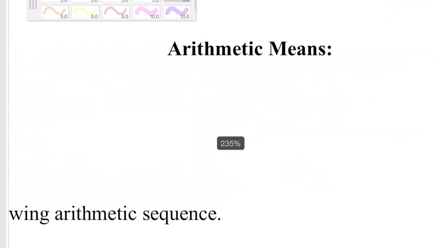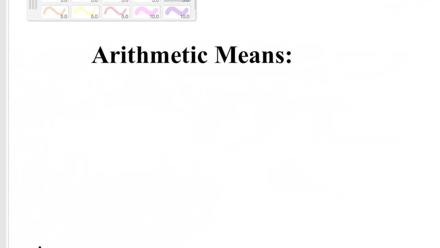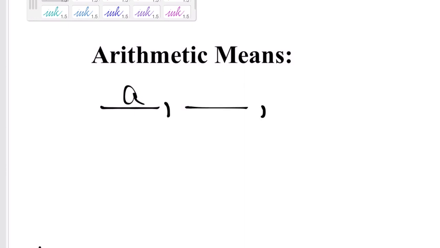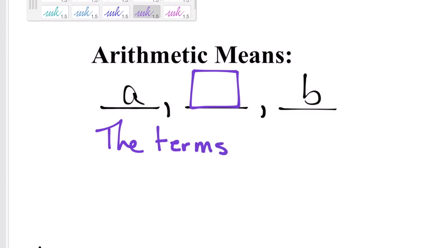All right, arithmetic means. So what it's talking about is the term in between other terms. So say I have an A here, we don't know what this is, and then we have B. So arithmetic means is the term in between the terms. So whatever this ends up being. Although it could be more than just one. It doesn't have to be that one solitary one.